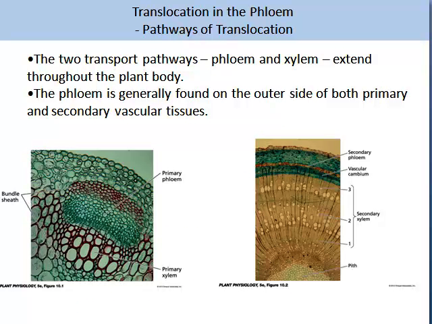There are two transport pathways, the phloem and the xylem, and they extend throughout the plant body. The phloem is generally found on the outer side of both the primary and secondary vascular tissues. The figure on the slide illustrates both xylem and phloem structure.